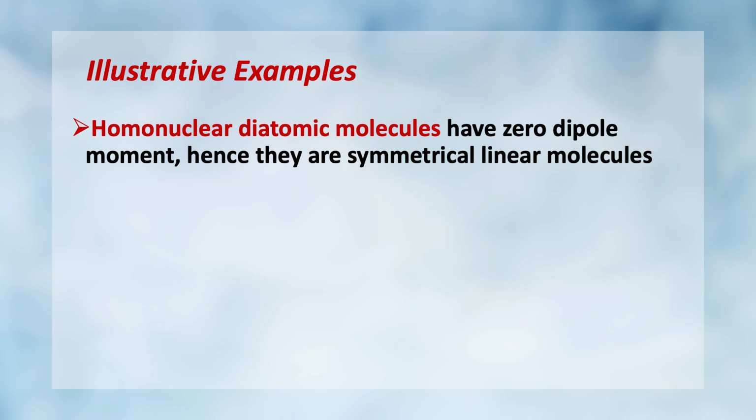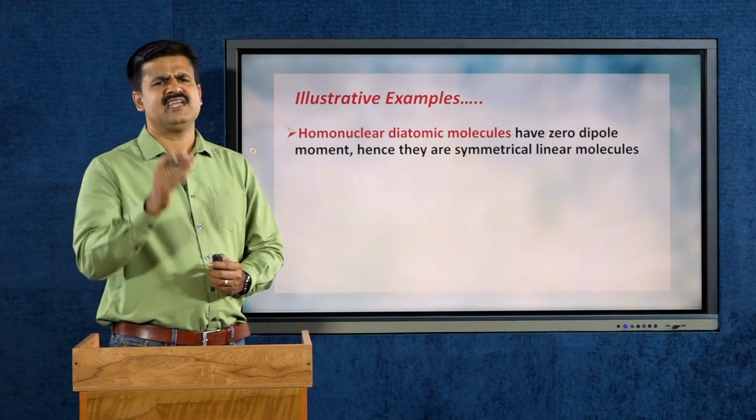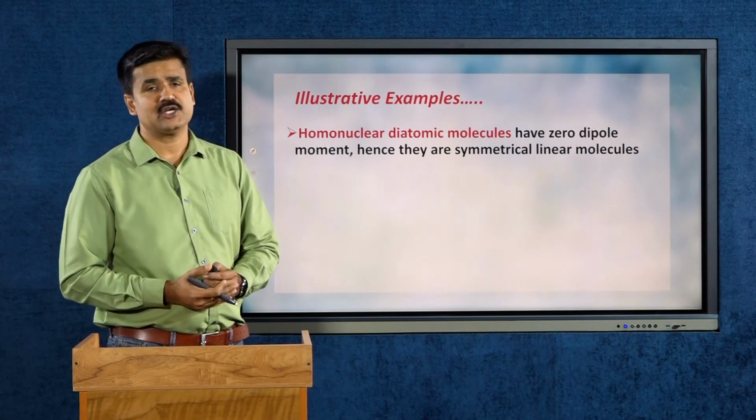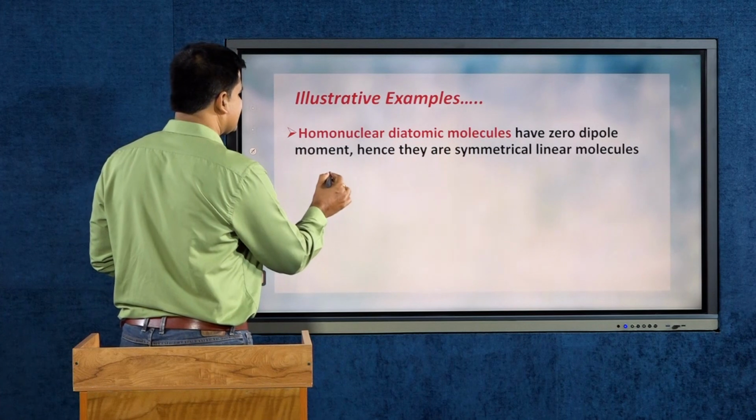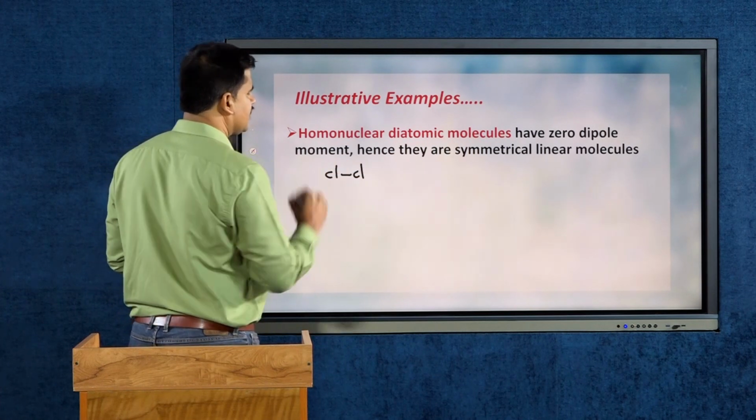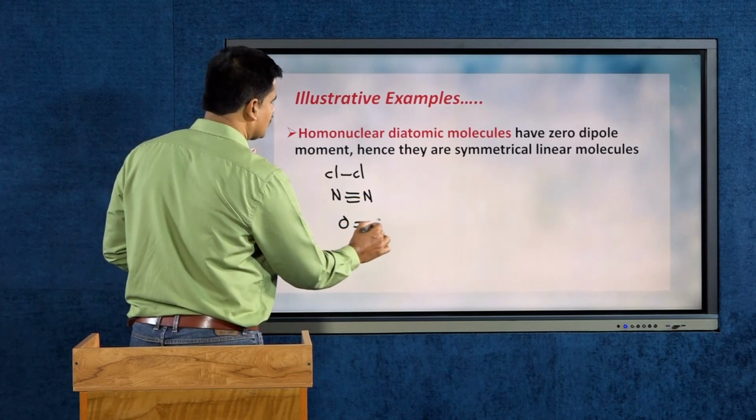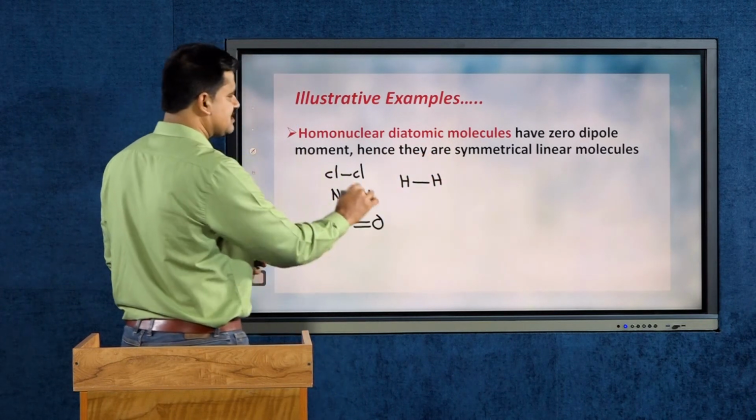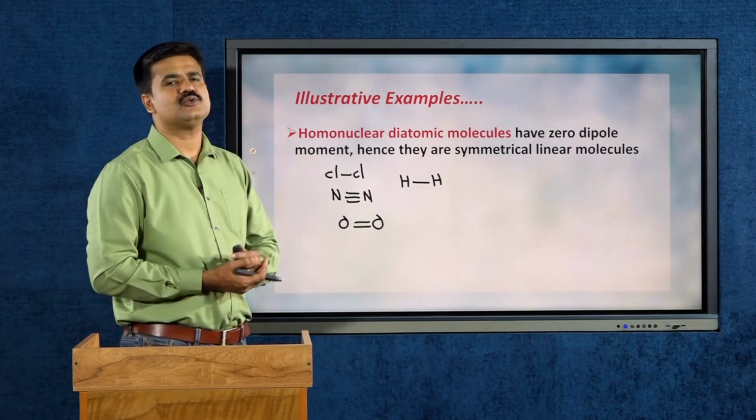Now we are discussing homonuclear diatomic molecules. What do you mean by the term homonuclear diatomic molecules? A diatomic molecule in which the two participating atoms are the same is called a homonuclear diatomic molecule. There are several examples like N2, O2, F2, halogens, etc. Look, this Cl single bond Cl, this is chlorine, nitrogen triple bond nitrogen, oxygen double bond oxygen. Another example, hydrogen single bond hydrogen. All these molecules are examples for homonuclear diatomic molecules.